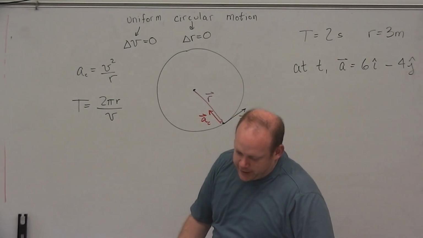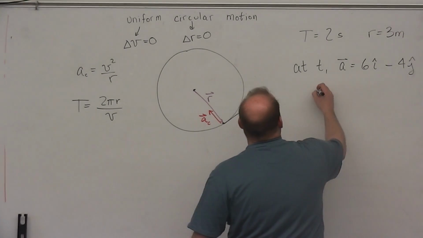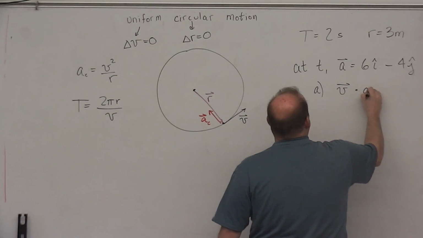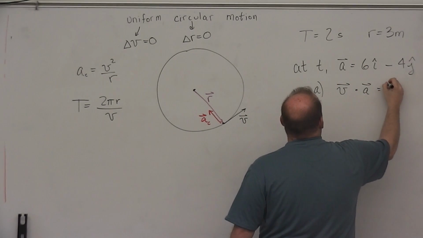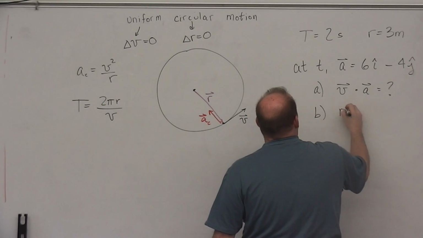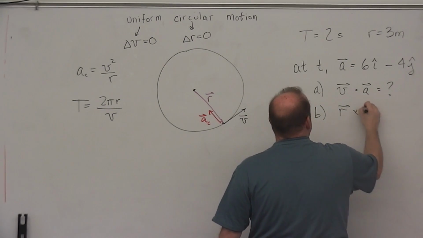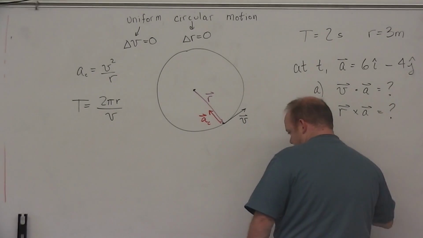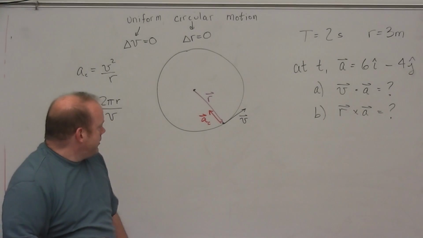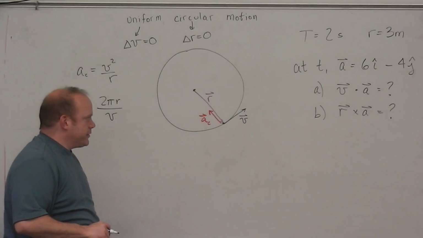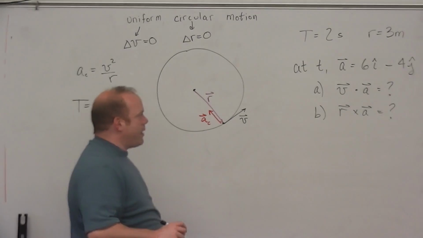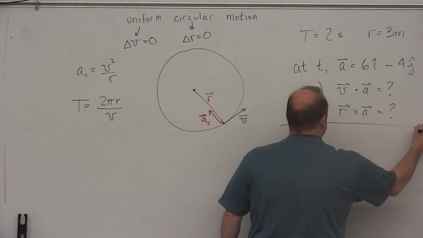At that instant, what are the values of v dot a? V dot a is equal to what? And r cross a is equal to what? Okay. We're going to make use of this picture here, and also think about what v dot a is.